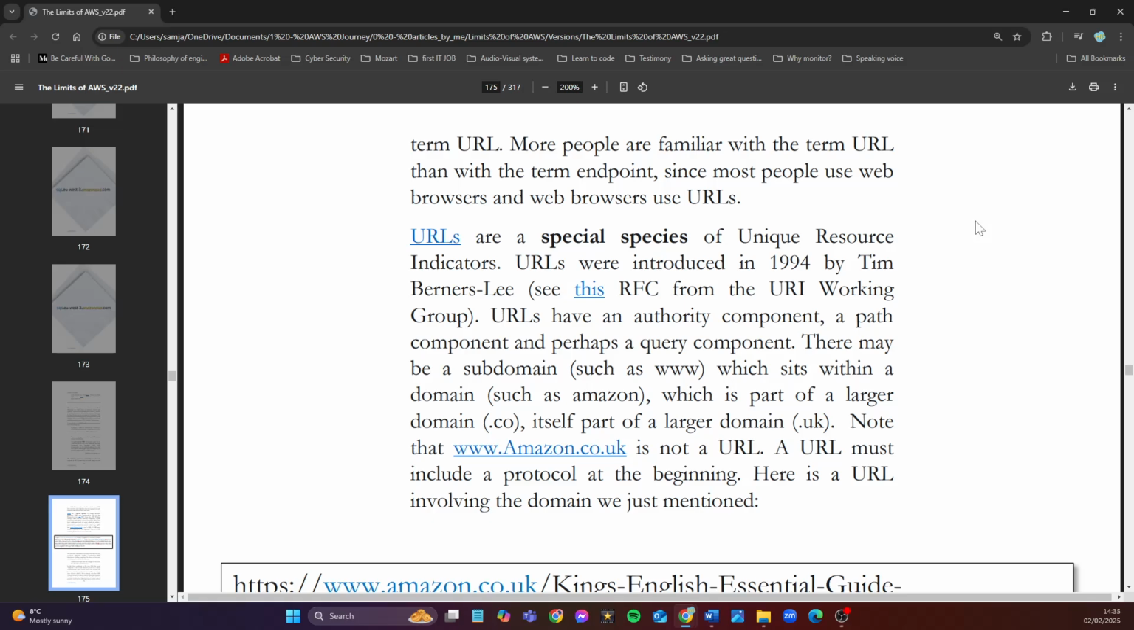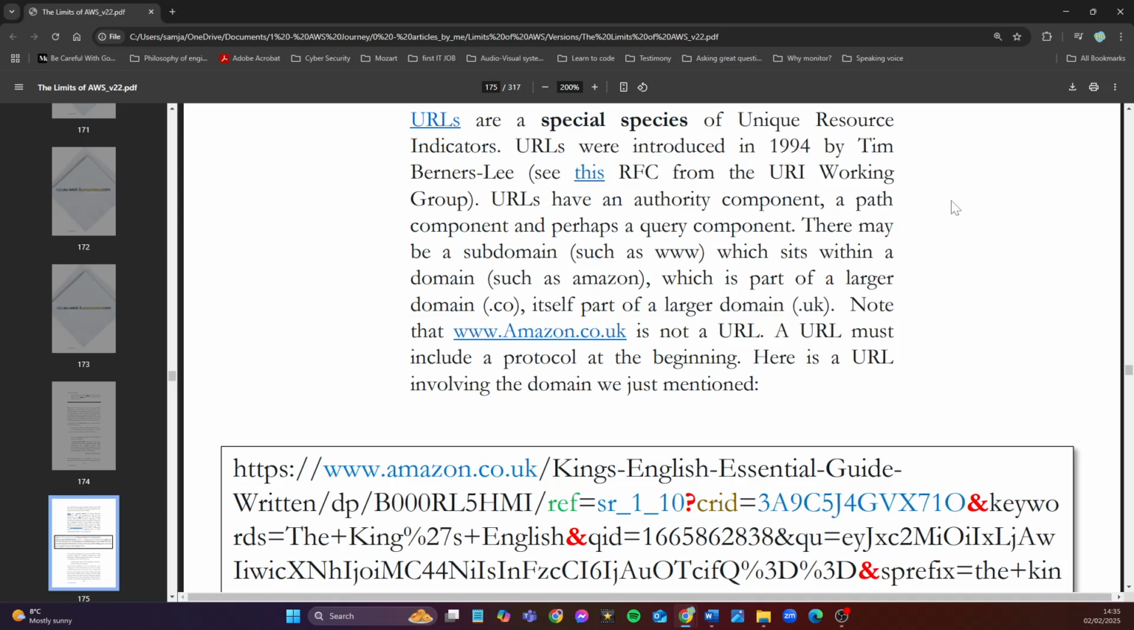URLs are a special species of uniform resource identifiers, so URIs. And URLs, I do think the U is for uniform in URL, uniform resource locators. They were introduced in 1994 by Tim Berners-Lee, and you can see an RFC on that. See the link there. There was a URI working group, the Uniform Resource Identifier working group.